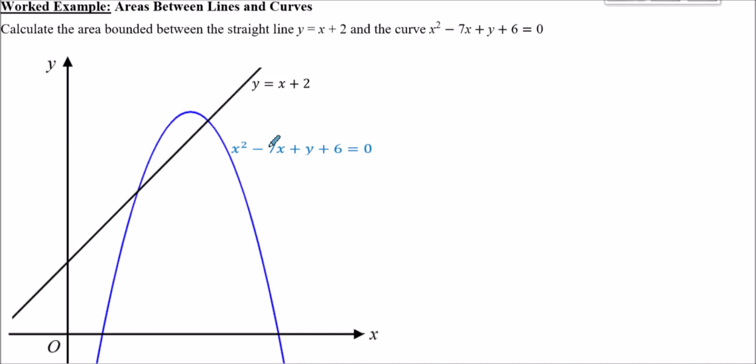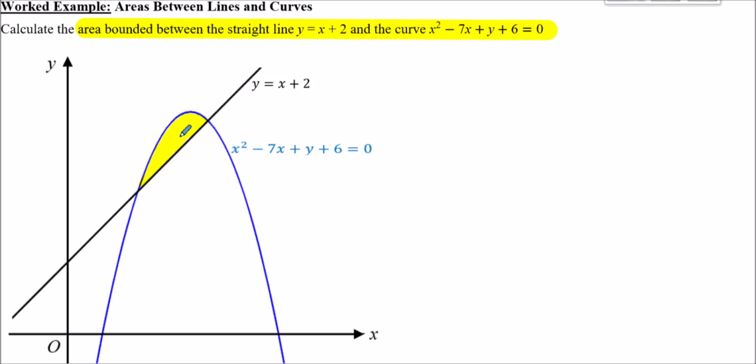The area between lines and curves. So here we've got to work out the area bounded between the straight line y equals x plus 2 and the curve x squared minus 7x plus y plus 6 equals 0. So the area bounded, I'm just going to colour this in for you. We want to find this bit here. Okay, so how are we going to do this?